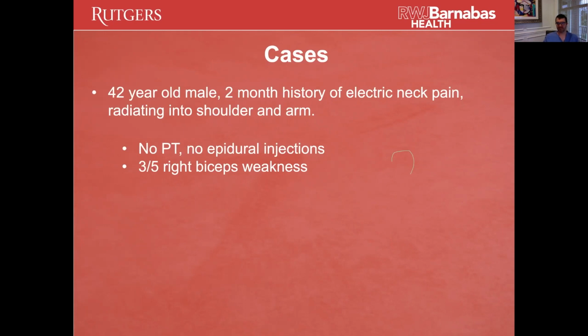I see injections. So injections are always a great start, but here's my concern. Injections, PT, all good, but my concern is weakness. So if it was isolated pain, I'd want to do everything conservative first. However, with a concern for weakness, that's a problem.